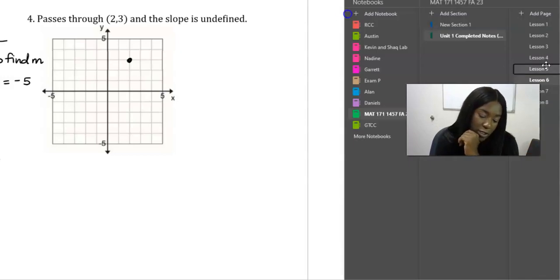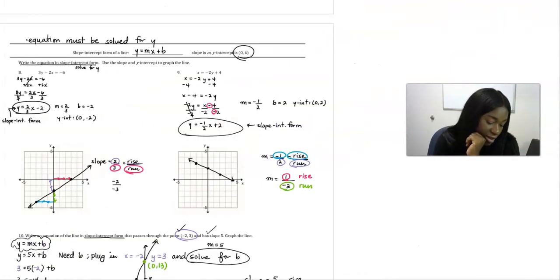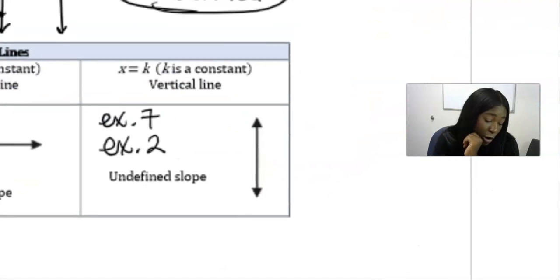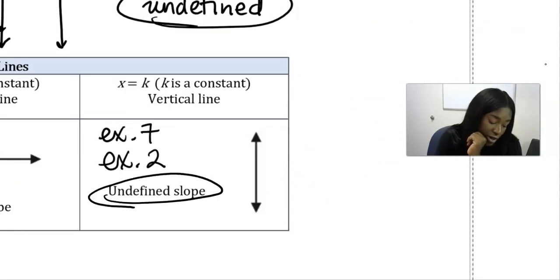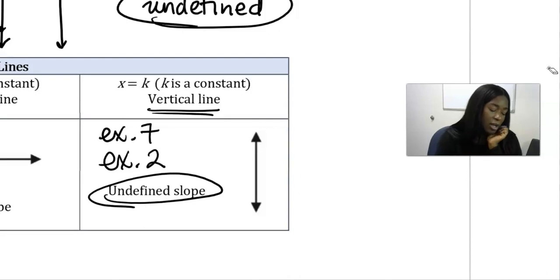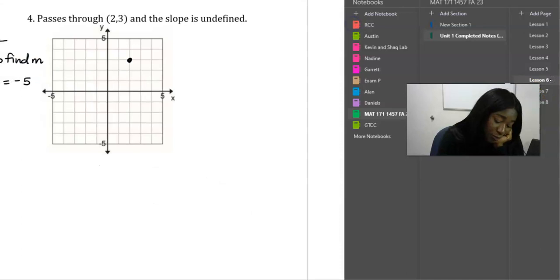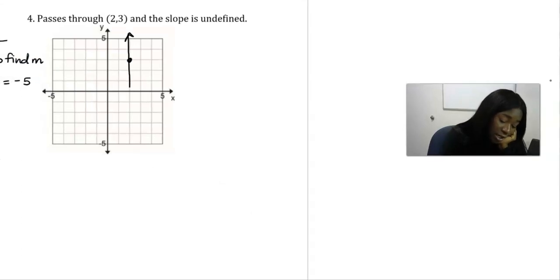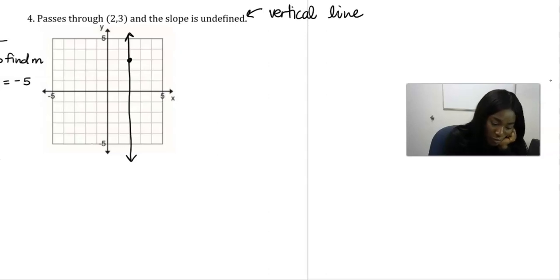Let's refresh our memories by going back to lesson 5. Lines that have undefined slope are vertical. We saw examples of that in example 7 and example 2 from lesson 5. So I know that the line looks like this. Slope is undefined. That means that it is a vertical line. Vertical lines always have the form x equals some number. In this case, that number is 2.